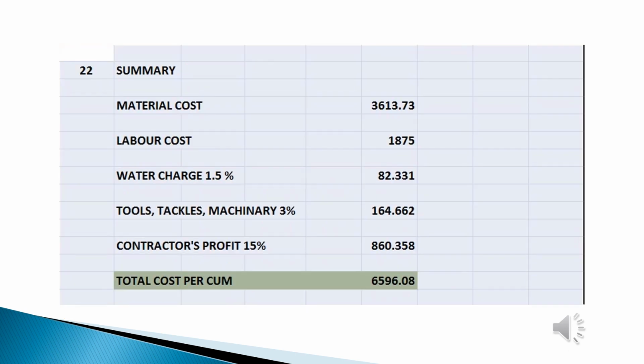We reach our last point, that is summary. So material cost is 3613.73, labor cost 1875, water charges we have added 1.5% of material plus labor cost, so it is coming 82.331. Tools, tackle, machinery we have picked up 3% of material cost and labor cost, so it is coming 164.662. Contractor's profit 15% of material cost and labor cost, so it is 860.358. So total cost is 6596.08.